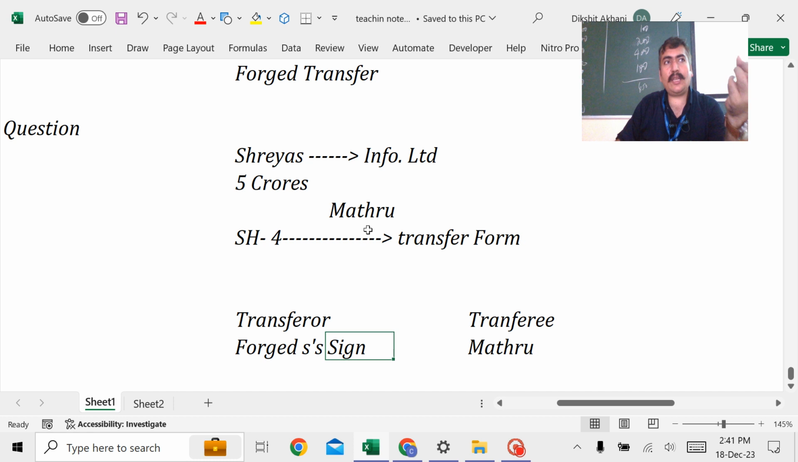After then he sold the same shares to Mr. Pars by downloading another SH4. And when Mr. Shreyas comes to know that he's not getting any benefits on his shares, he went to the company, and the company just tells that sorry, shares are with Mr. Pars, who obtained from Mr. Matru, who obtained from you. But Shreyas' allegation was that he didn't transfer the shares to anyone. How come the company can give it to anybody else? So this is the case of the forged transfer.